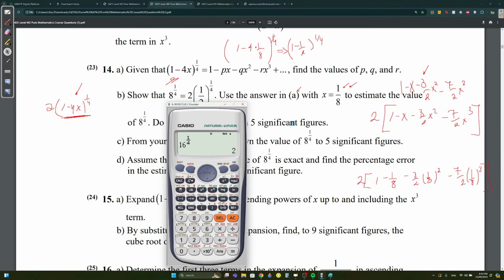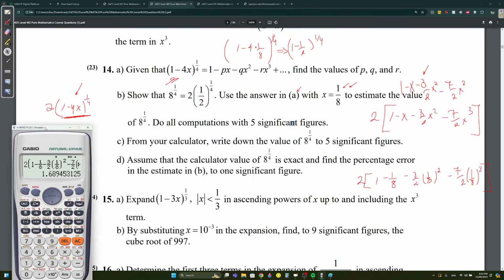1.6895. Let me do it on my calculator. 2 times (1 minus 1 over 8 to the power of minus 3 over 2), minus (1 over 8) squared to the power of minus 7 over 2 — sorry, 1 over 8 should be cubed. Okay, close the bracket. Which is 1.6895, right? To 5 significant figures. Okay.